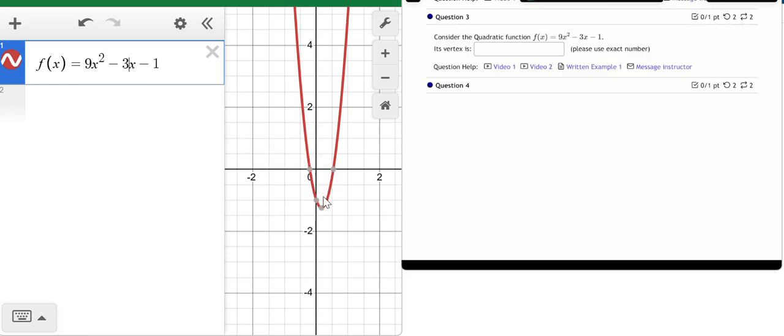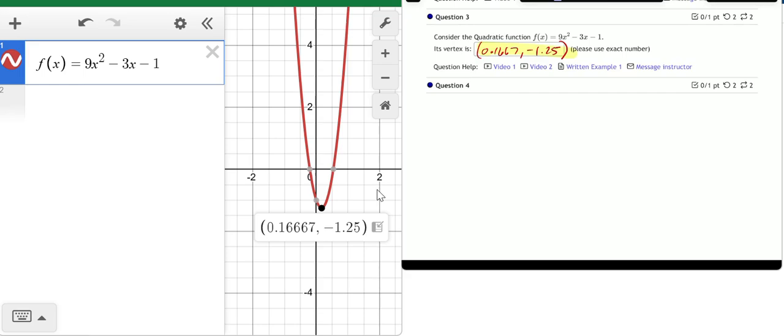Anytime you select a graph, you see these critical points: the x-intercepts, the y-intercept, and the vertex. I had to scroll in a little bit more to see my vertex. And so I get my vertex to be 0.1667 and -1.25. And that would be my answer. It sounds like I should not have rounded those decimals.